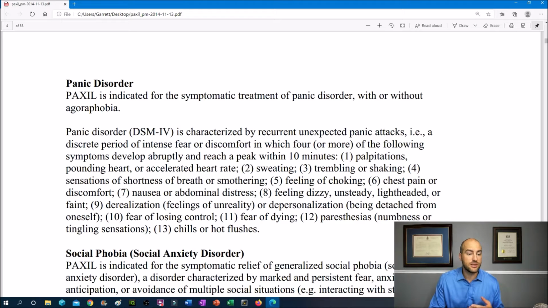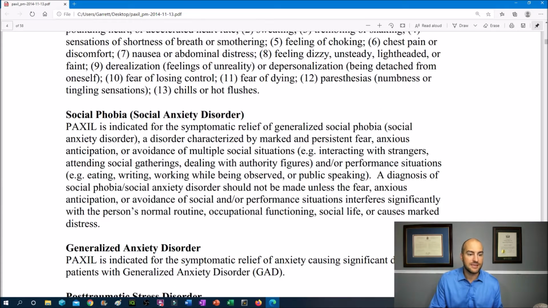So, palpitations, pounding heart or accelerated heart rate, sweating, trembling or shaking, sensations of shortness of breath or smothering, feeling of choking, chest pain or discomfort, nausea or abdominal distress, feeling dizzy, unsteady, lightheaded, or faint, derealization or feelings of unreality, or depersonalization, being detached from oneself, fear of losing control, fear of dying, numbness or tingling sensation, we'll say. Chills or hot flushes.